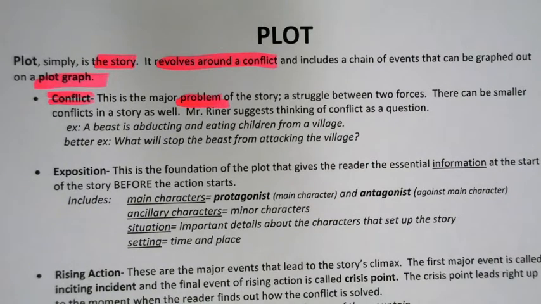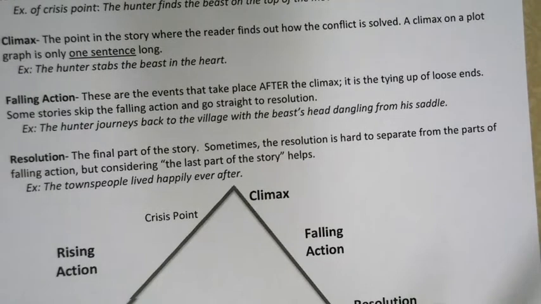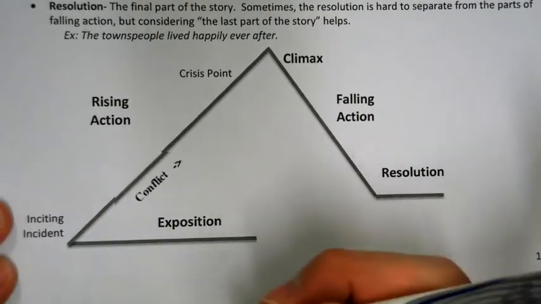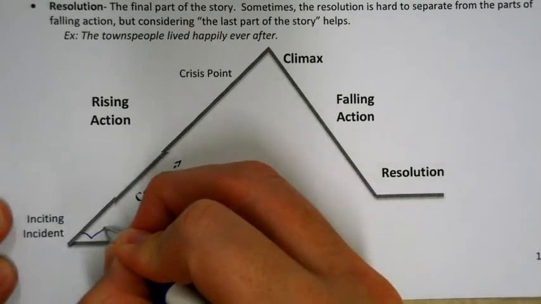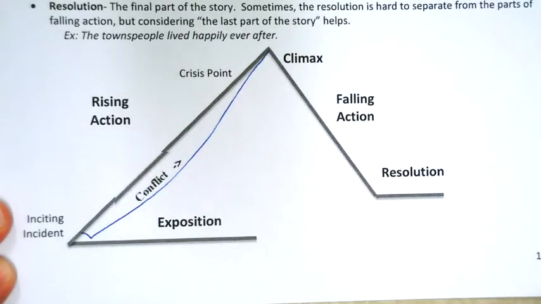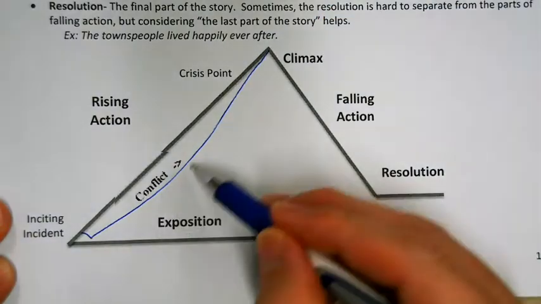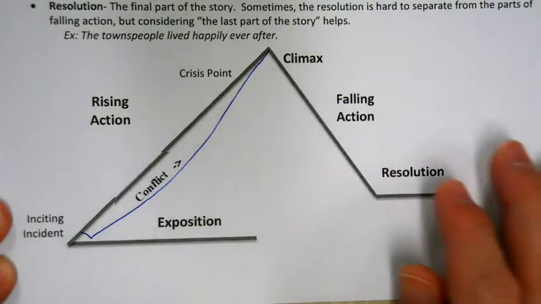So you could state the conflict is a beast is abducting and eating children from a village. That would be the conflict that's happening throughout the story. I like to tell you to think of it as a question. What will stop the beast from attacking the village? So here in our plot graph, you'll see that the messed up line here is representing the conflict. The conflict starts at the beginning and it goes all the way up here right before the climax. The conflict lasts this whole time on the graph.